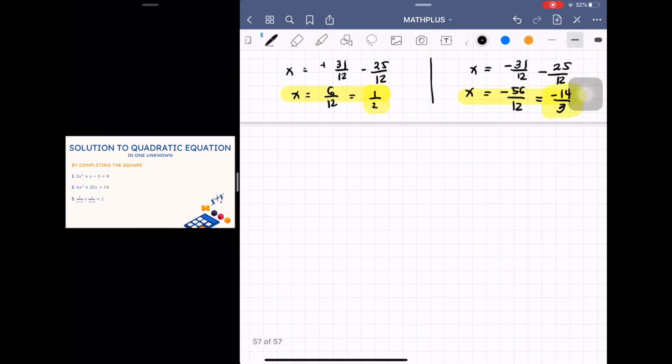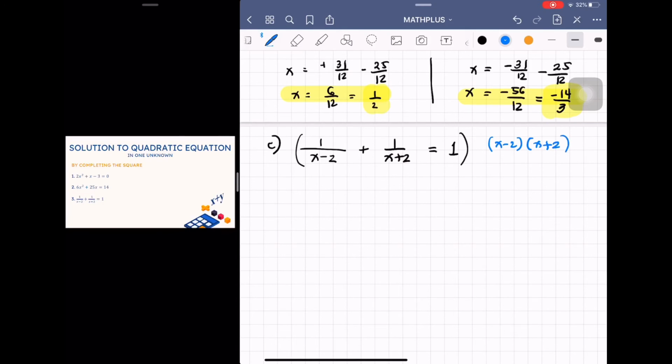Under completing the square, your third example is a fraction. You have 1 all over x minus 2 plus 1 all over x plus 2 equivalent to 1. As instructed, we have to remove the fraction. So you have to multiply both sides of the equation by its LCD, x minus 2 and x plus 2.